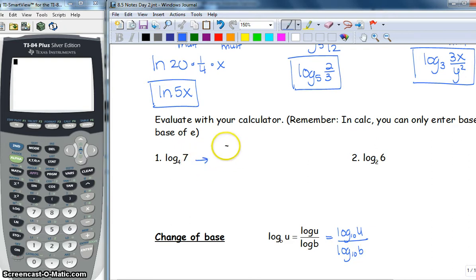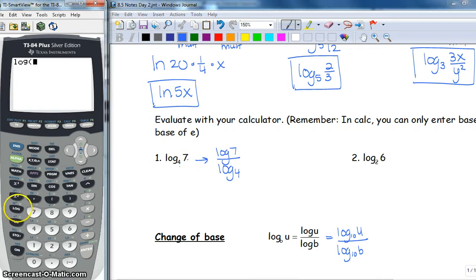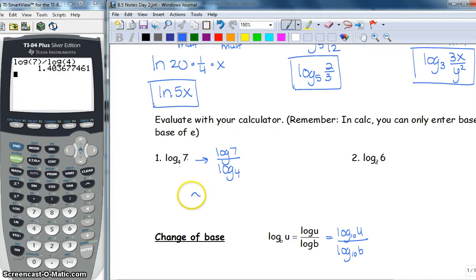So this really becomes log of 7 divided by log of 4. It's always this number divided by the base number. So in our calculator, we hit our log of 7. Make sure that you close that out in your calculator. You don't want to divide a log inside. So you're only taking the log of 7 on top divided by the log of 4. And that's going to give us about 1.404.